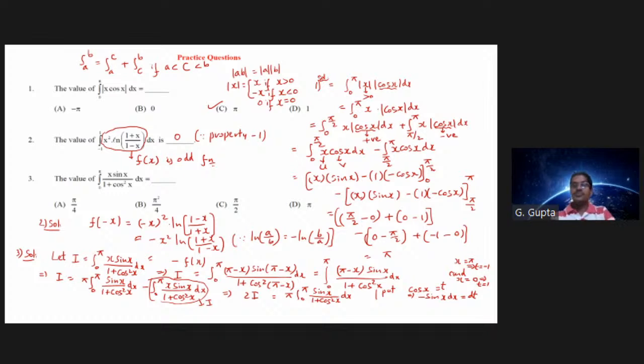Therefore 2I is equal to pi times integral minus 1 to 1 of 1 by 1 plus t square dt. So this is again an even function because the limits look like minus a to a.